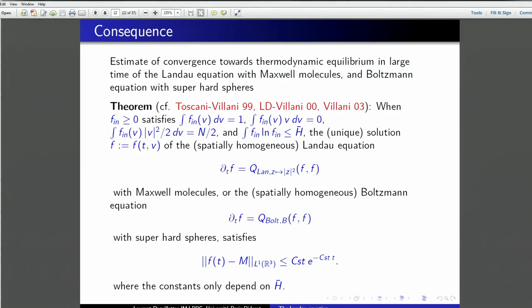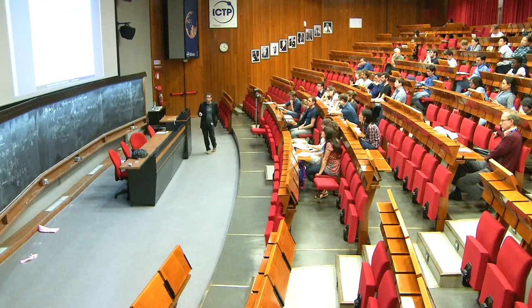Then, provided that the initial datum lies in the set E, which is here, you can show that F converges towards its equilibrium, the centered normalized Maxwellian, exponentially fast, with constants here which can be in principle computed. The first one is just the entropy at time t minus the entropy of the equilibrium, up to a constant which is related to the Csiszár-Kullback inequality, but I will not say much more here. And the constant which is here is actually related to the initial entropy, because of the constant here which depends on the initial entropy.